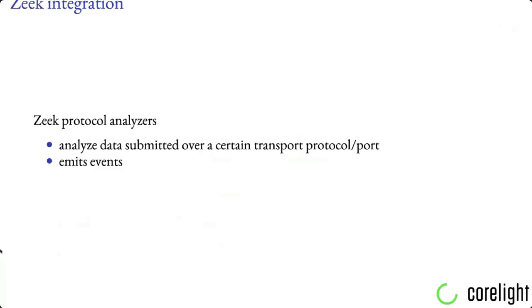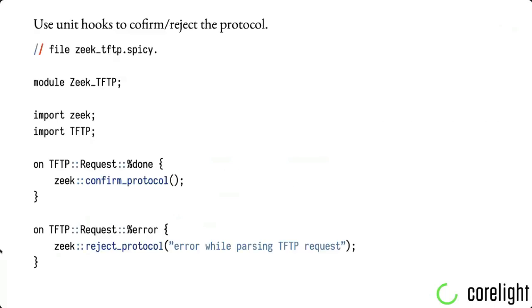So how do we integrate that into Zeek? Zeek protocol analyzers, there's also packet analyzers actually. But Zeek protocol analyzers typically analyze data submitted over some transport protocol and port, and then they emit events, right? So this is what we want to do. What we can do here is again use hooks. I showed you this hook that was just printing out some parsed traffic. We can use that to hook into Zeek.